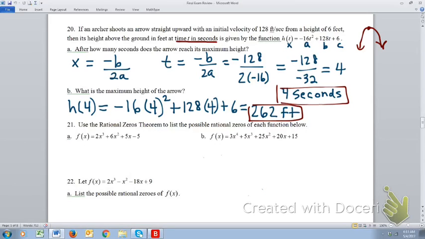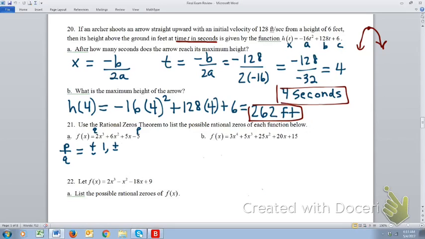Let's move on to number 21. So it says use the rational zeros theorem to list the possible rational zeros of each function. Now this is the problems where we use the p's and the q's. And we know that any rational zero, that's any number that can be written as a fraction, would have this form p over q, where p are the factors of the constant 5 and q are factors of the constant 2. So let's go ahead and write in our factors of 5.